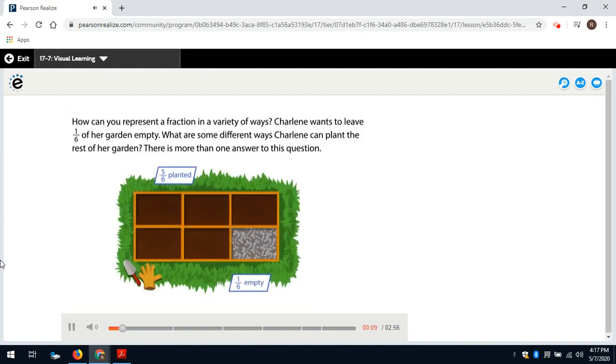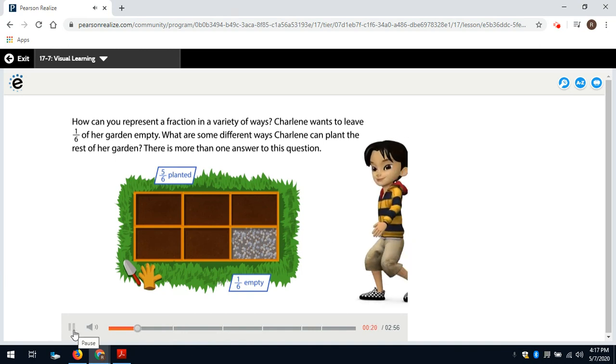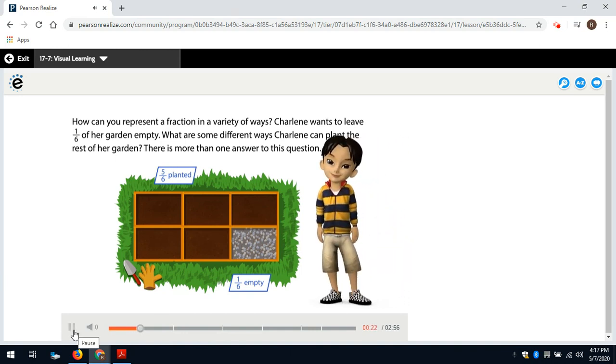How can you represent a fraction in a variety of ways? Charlene wants to leave 1/6 of her garden empty. What are some different ways Charlene can plant the rest of her garden? There's more than one answer to this question.